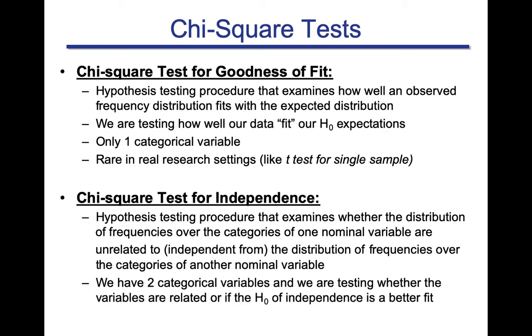So we do this when we have two categorical variables and we're testing whether the variables are related or if the null hypothesis of independence is a better fit. The word independence is another way of saying that things are unrelated.